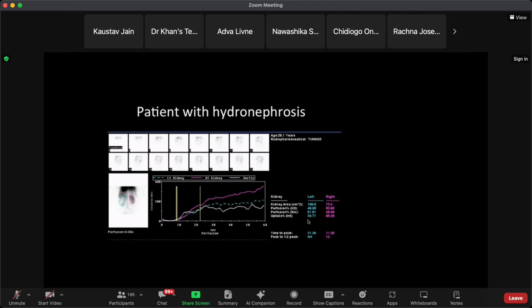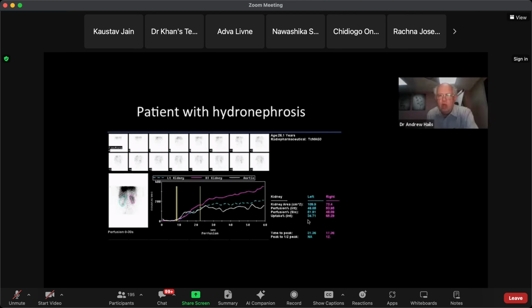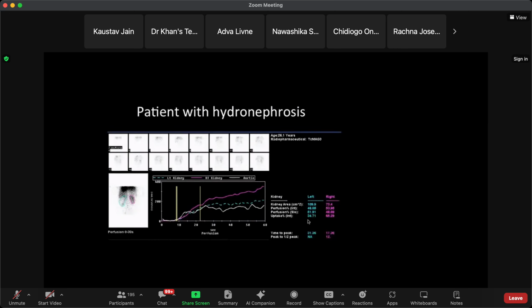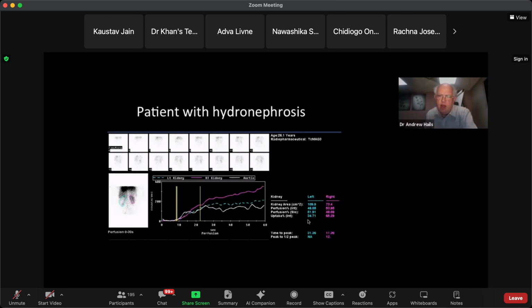So I can't see any. Which kidney is likely to be hydronephrotic? So it's most likely to be the right kidney. No.